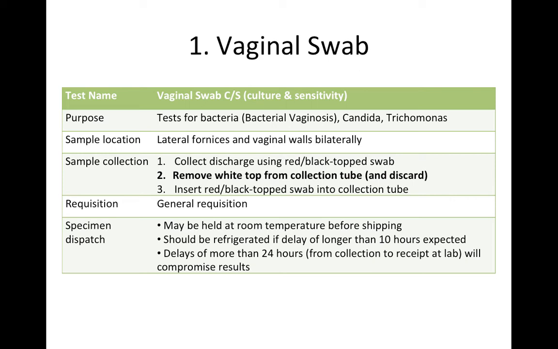You swab the vaginal canal, not the cervix, so you're swabbing the lateral fornices, those little pockets between the vagina and the cervix, and the vaginal walls. You can collect any specific discharge if you see it. And you'll see how to do this test in your station 1 as well.